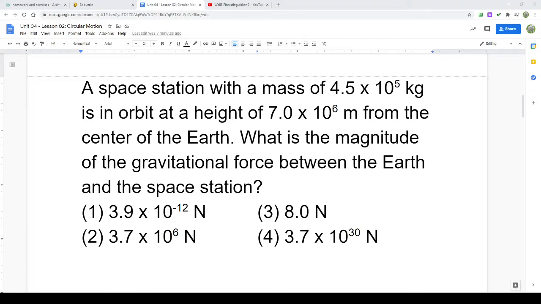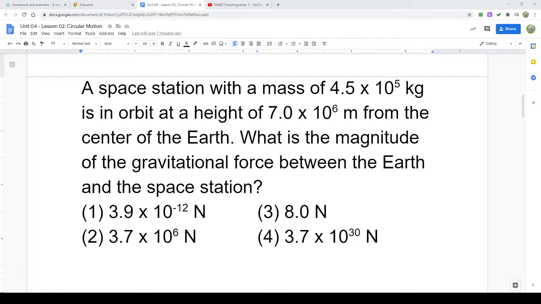The answer is choice 2, 3.7 times 10 to the 6 newtons. Quick note, the Earth's radius is like 6.4 times 10 to the 6 meters. So if this space station was on Earth, its weight would be 9.8 times mass, or about 10 times mass. If this was on Earth, the answer would be 4.5 times 10 to the 6 newtons. The answer is 3.7 times 10 to the 6 newtons.